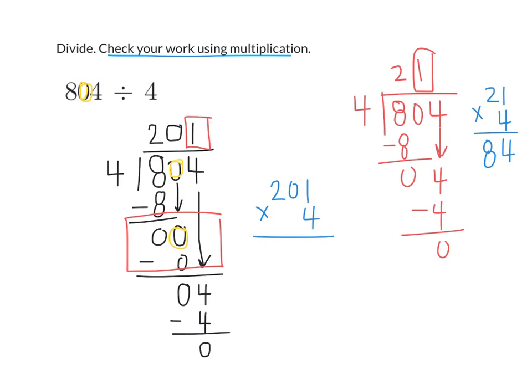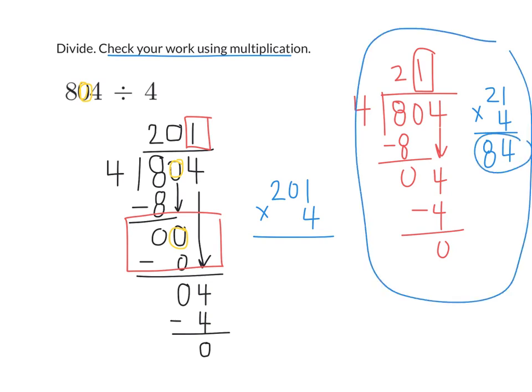Okay, I got 84. Does that equal the whole? So if I check to make sure my answer is right, and I do not end up with the whole, that says, oh no, watch out. Error, error, error, watch out. Check your work again. But if you do 201 times 4, and you get 804, does that tell you, yes, I was right? Absolutely. Okay, so make sure you check your work.